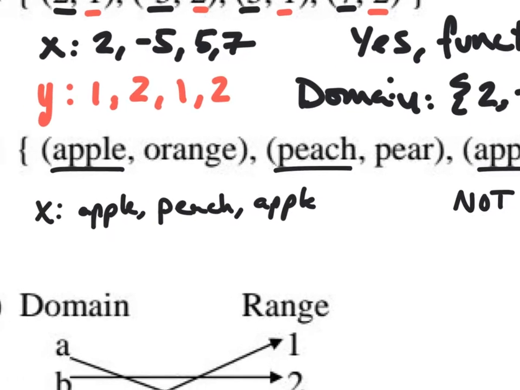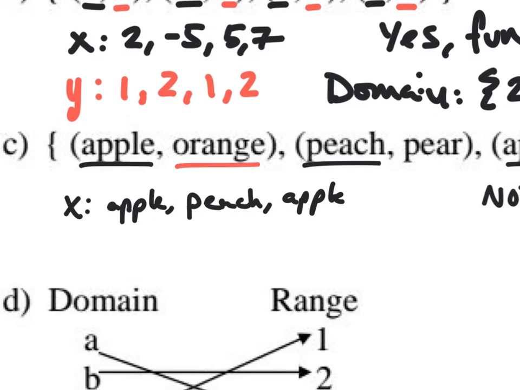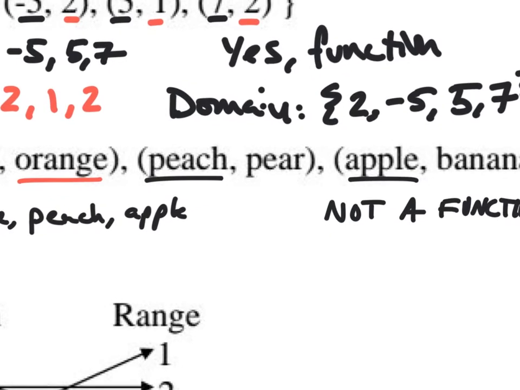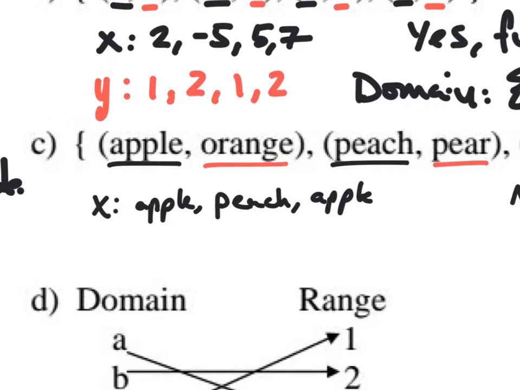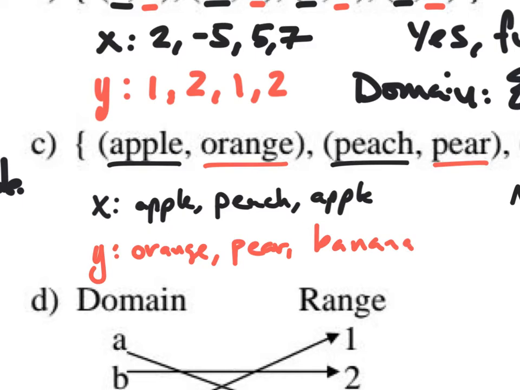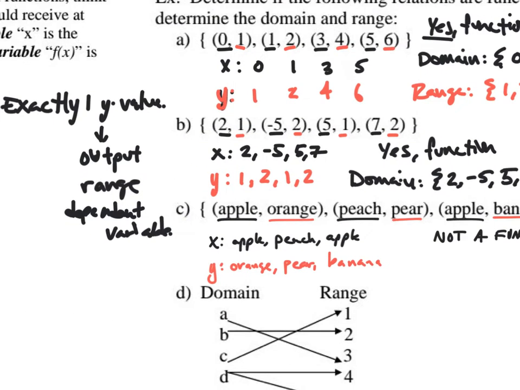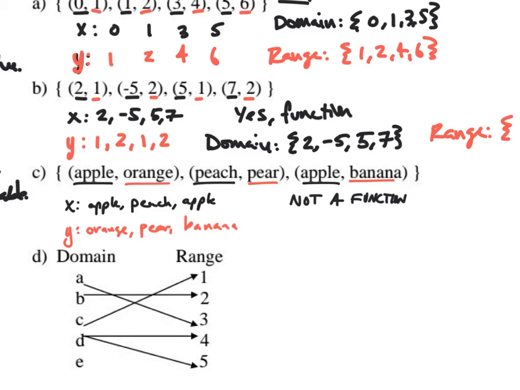Now, if I talk about the y values, which we still need to do, orange, pear, and banana, the y values are all unique, and that's okay. We can have that, but it's not a function. So we've got an orange, we have a pear, and we have a banana. Because apple shows up here twice and is associated with 2 different things, it means it's not a function. And that's the idea.